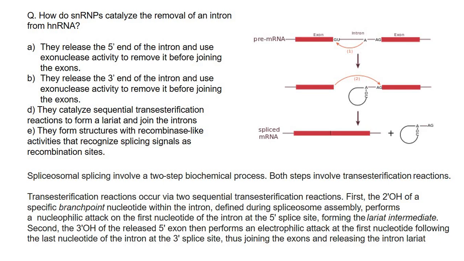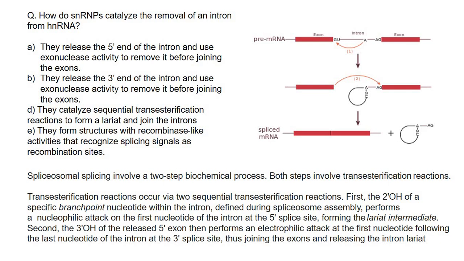Next example question: how do SNRPs catalyze the removal of an intron from hnRNA, heterogeneous RNA? You remember SNRPs. These SNRPs are these RNA-protein complexes. There's U1, U2, U4, U5, U6. These all bind together in order to splice the introns out from exons for RNA splicing. How do they do that? Let's look at the answers.